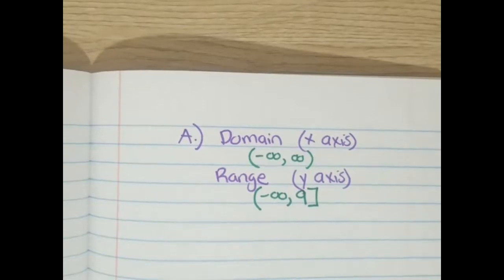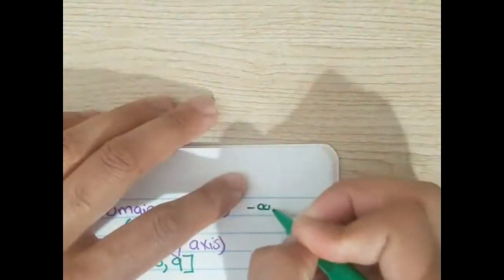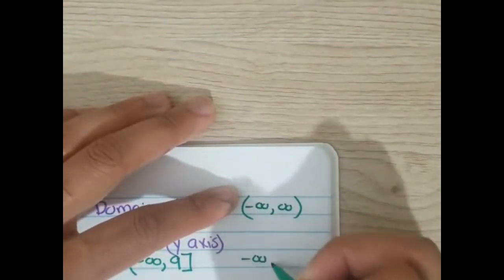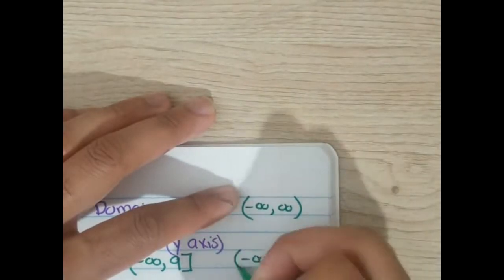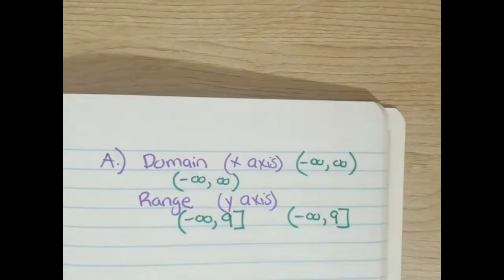All right, I'm gonna write it over here because I can barely see it. I'll put minus infinity, comma, 9. I don't like things crammed in between lines, so I put it off over here too.